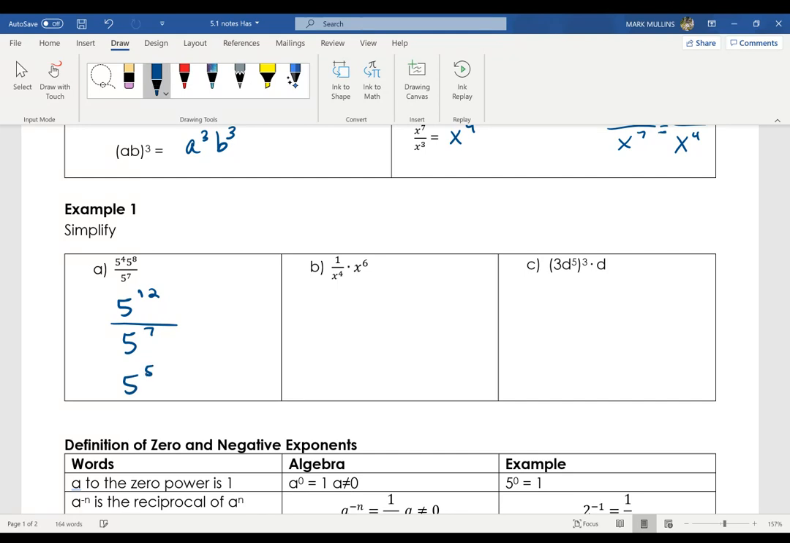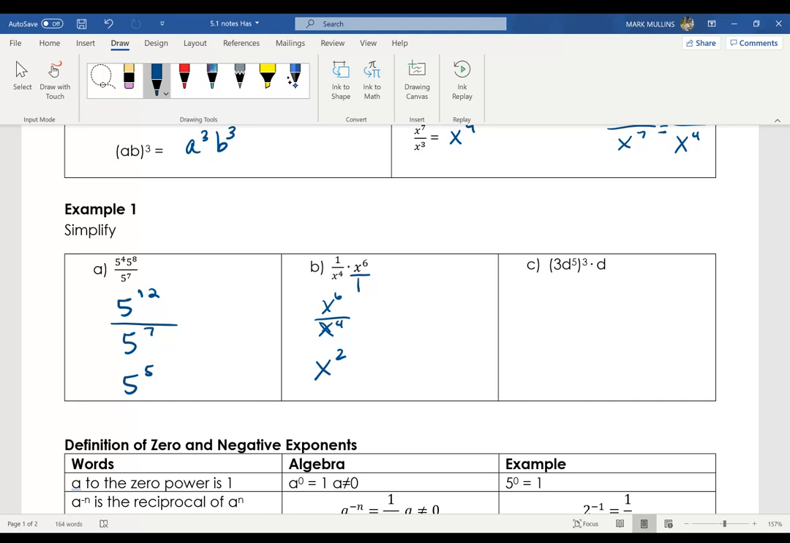For something like this, I don't need to actually go through and work out what the answer is. For B, I have 1 over x to the 4th times x to the 6th, so I'm going to put this over 1. So I can just see how I'm multiplying. When I multiply fractions, I multiply straight across, so I'll have x to the 6th divided by x to the 4th. Now, just like in the last one where I've got a quotient, I'm dividing, so I can subtract my exponents again. 6 minus 4 would be 2, so I have x squared.